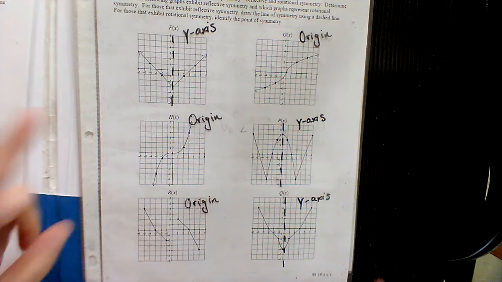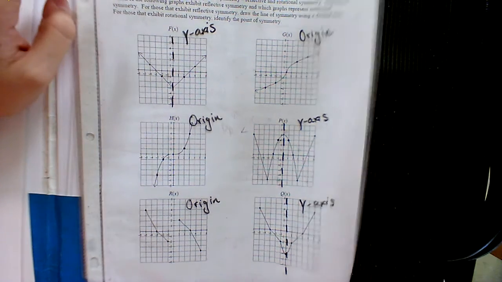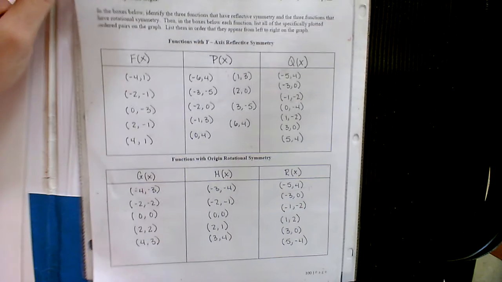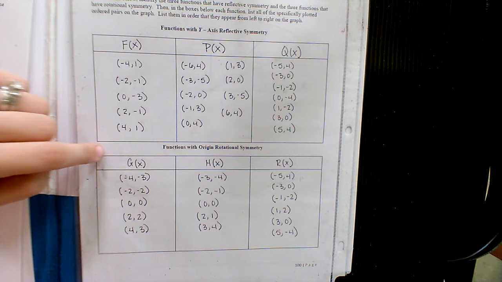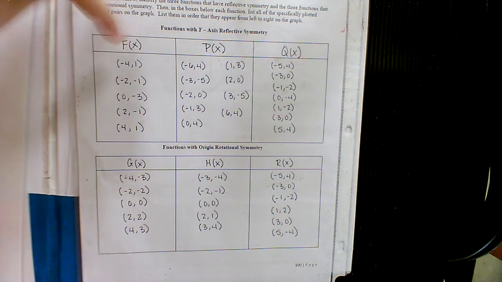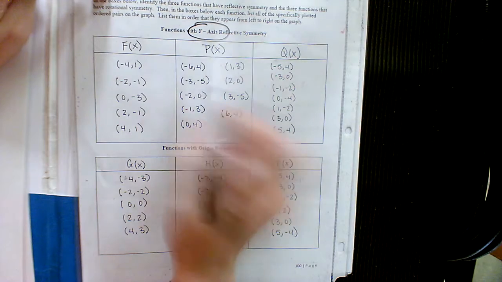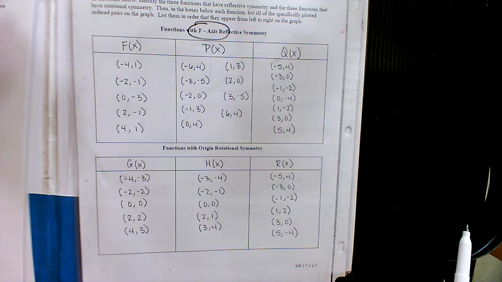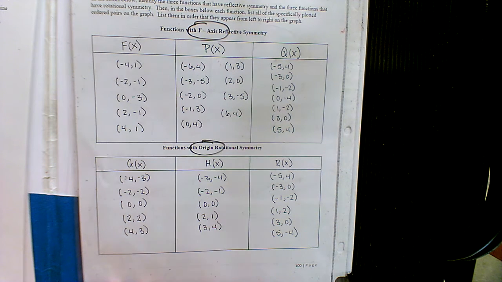So on the next page, now that we identified which of these were y-axis and which were origin, I want to take a look at this a little bit further. To save us some time from flipping back and forth, take a few minutes to copy down these ordered pairs. If you were to write down f of x, p of x, and q of x, because those were the graphs we just identified as y-axis symmetric graphs, these would be the ordered pairs on the graph.